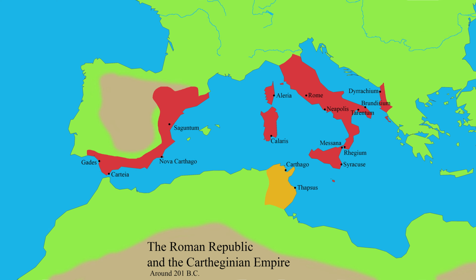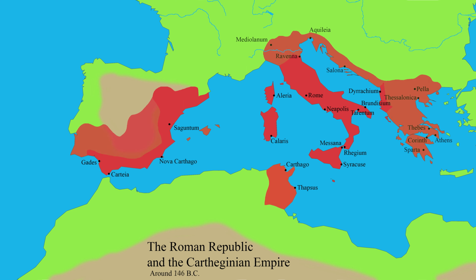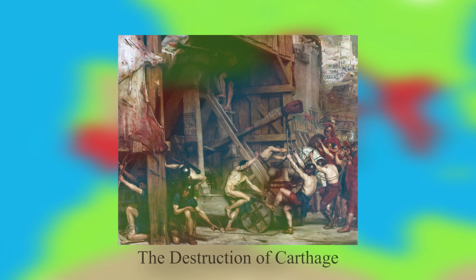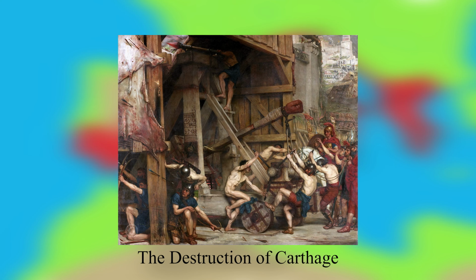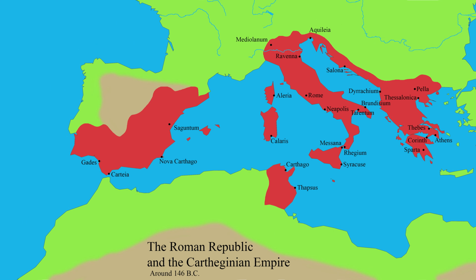Finally, the Third Punic War, between 149 and 146 BC, saw Rome defeating Carthage and annexing its territory once and for all, and even going so far as to burn the city of Carthage to the ground. The Punic Wars would see the Roman Republic go from a regional power on the Italian peninsula to the dominant empire in the Mediterranean.